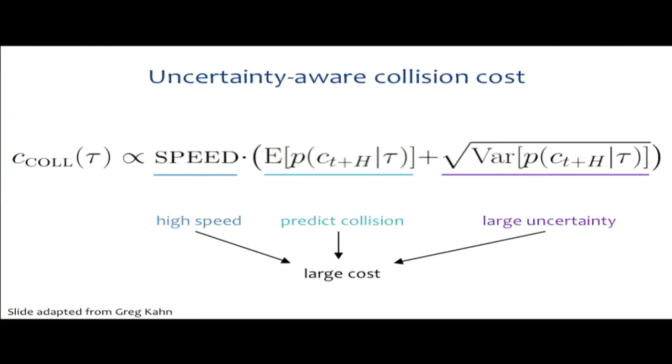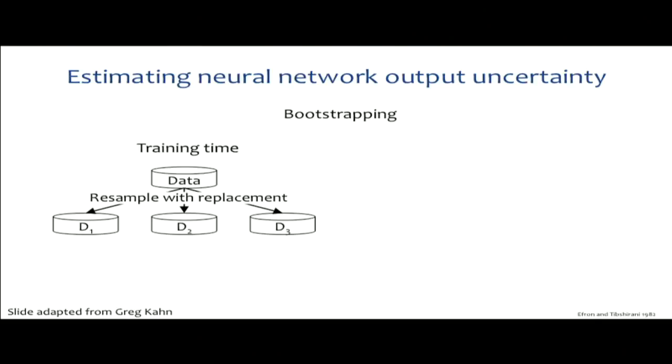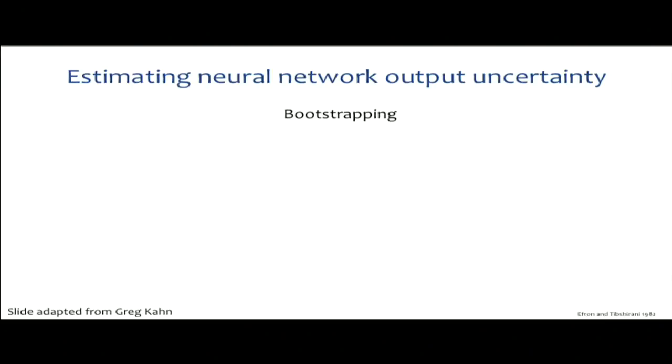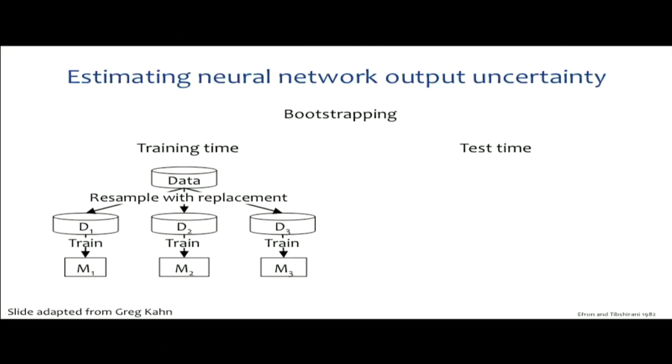Okay, so this is the cost function that we're going to use with model predictive control. And so how are we going to get uncertainty estimates for our neural network? So there's two methods for doing this in the literature that are the most popular. One is using bootstrapping. And so the way this works is that at training time, we have some data. And the data is going to be split up and resampled into 3 different data sets in this example. It could be more than 3 data sets. And then we're going to train our model using each of those resamples of the data set.